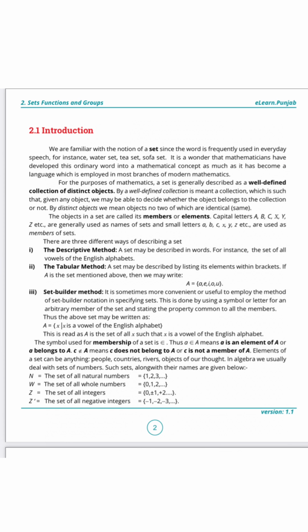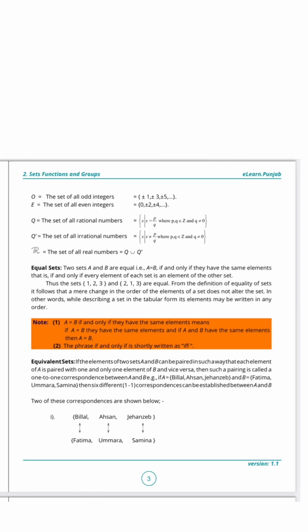W is the set of whole numbers. Z is the set of all integers: 0, plus minus 1, plus minus 2. And Z prime is the set of all negative integers, like minus 1, minus 2. It means a set is like a box, and it contains a lot of stuff, right? Or you may say that it is a bag or a container, and it comprises, means it consists of, several things. Like if we now talk about it, capital O is the set of all odd integers.